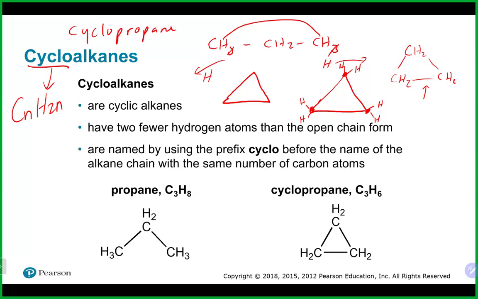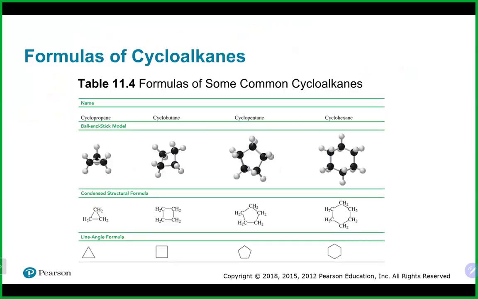Something we also talked about last time was the idea of saturation, right? Saturation is where we have the maximum number of hydrogens that are possible based on the number of carbons. And again, these would lose a couple of hydrogens as they close up on each other.